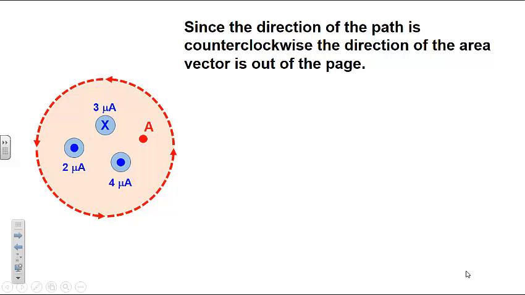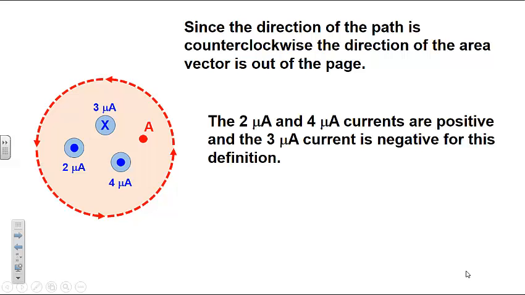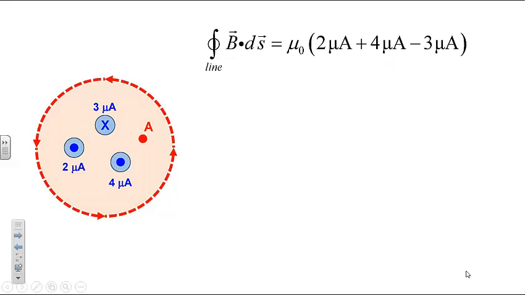Consider this system of three currents passing through the surface shown in the figure. Since the direction of the path of integration along the boundary of the surface is counterclockwise, the direction of the area vector is out of the page. The 2 microamp and 4 microamp currents are therefore positive, and the 3 microamp current is negative. Applying Ampere's law gives us the following result.